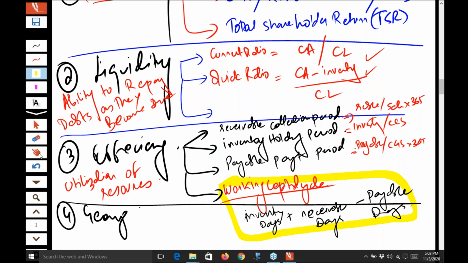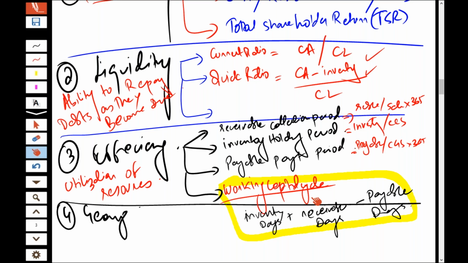So, with respect to the working capital cycle, we know it tells us the time it takes to recover the $1 invested in the working capital. And the shorter it is, the better it is for the organization.